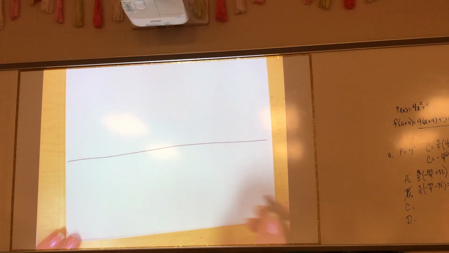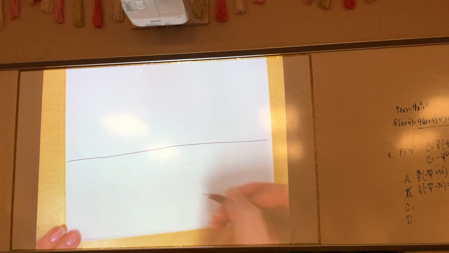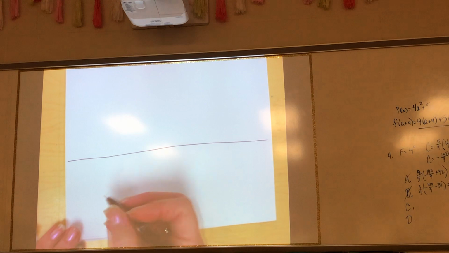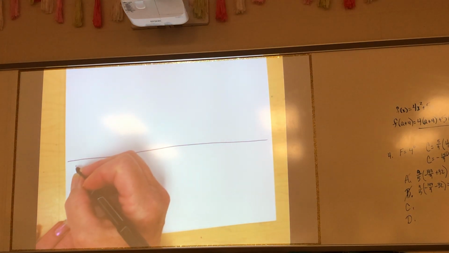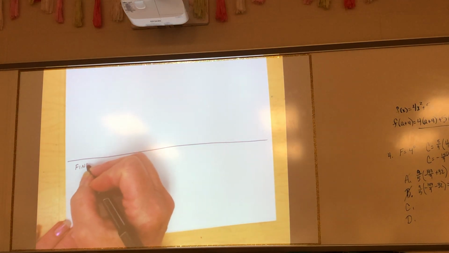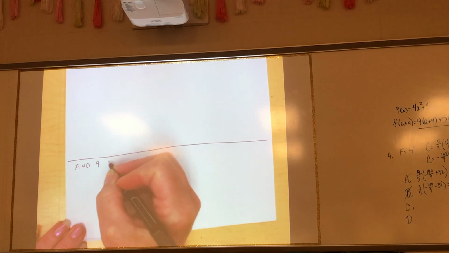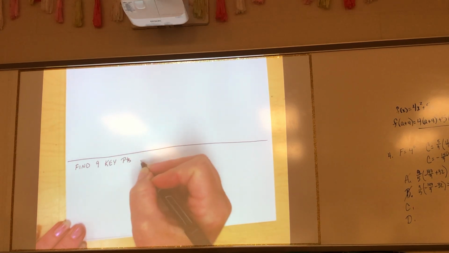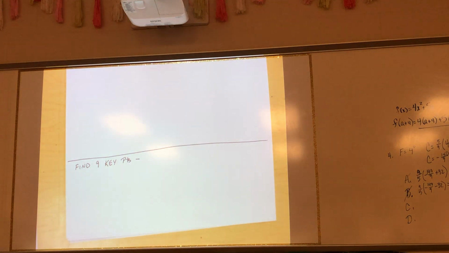Okay? And I'm going to give you directions. I'm going to give you like a formula to follow, but y'all listen to me. If you understand this formula, it's a whole lot easier to do it than if you don't. So I'm going to show you how to find the 9 key points. Okay? The 9 key points.